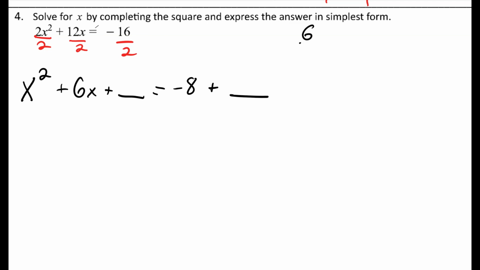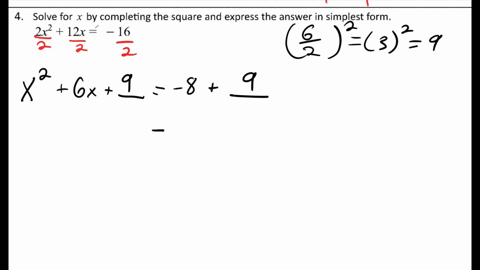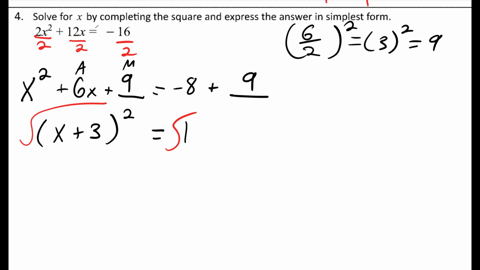So again, if I take that b term, 6, take half of it and square it, half of 6 is 3, and 3 squared is 9. So I'm going to add 9 to both sides. Negative 8 plus 9 is 1. And when I factor this left-hand side, what adds to 6 and multiplies to 9, that's 3 and 3. So I'm just going to rewrite this left-hand side as x plus 3 squared. I'll save myself a step there. I do the same thing where I take a square root on both sides.